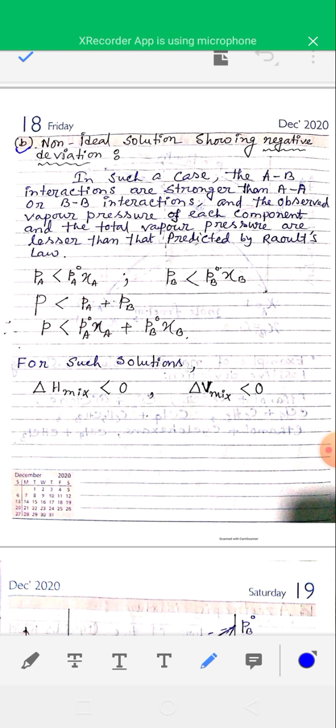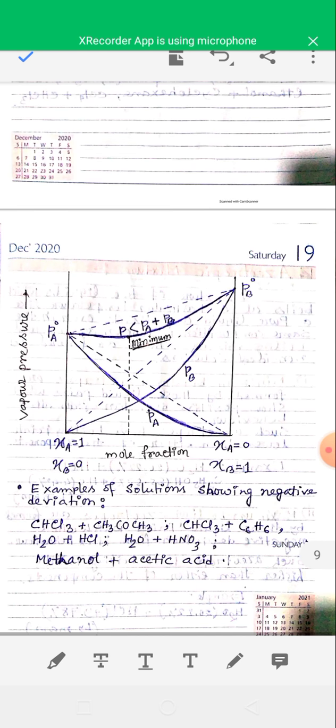And now see non-ideal solution showing negative deviation. In such a case, the vapor pressure of the solution will be lower than the ideal value, and the vapor pressure of each component also, the vapor pressure of liquid A and of liquid B, will be less than that of the ideal value.